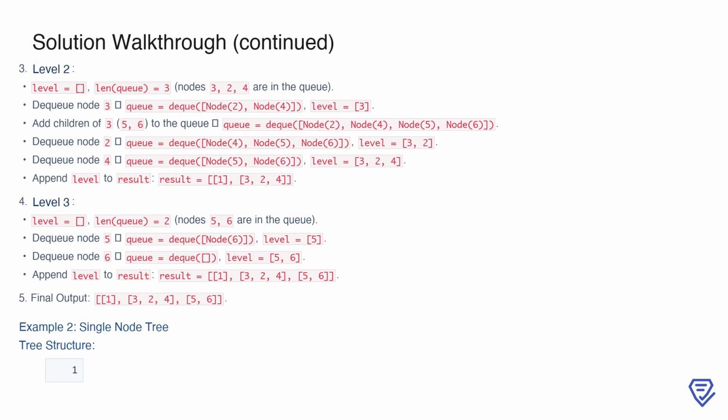For the third level, the queue has 2 nodes, 5 and 6. We repeat the process, initializing an empty level list and noting the queue length is 2. We dequeue node 5, add it to the level list, and since it has no children, we move on. Then, we dequeue node 6, add it to the level list, and likewise, it has no children. The level list, [5, 6], is appended to the result, making it [[1], [3, 2, 4], [5, 6]]. With the queue now empty, we return the final output [[1], [3, 2, 4], [5, 6]].